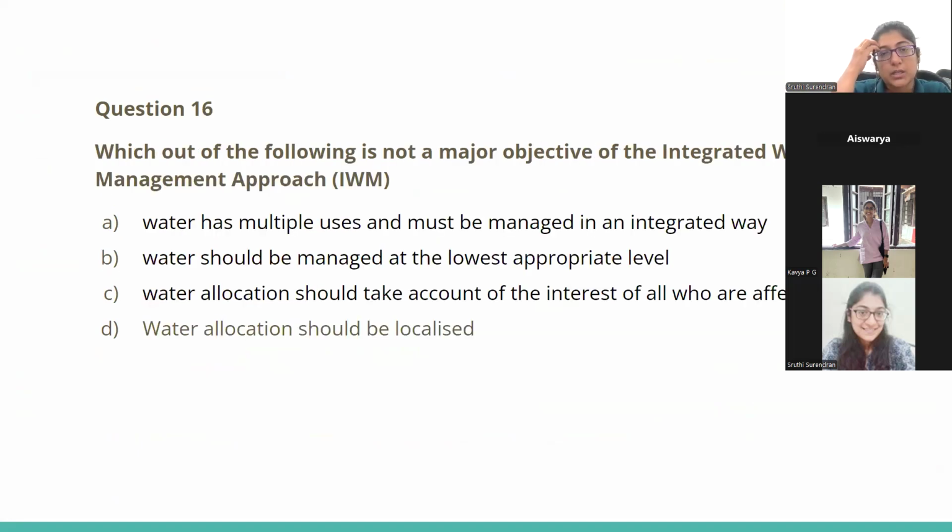Which out of the following is not a major objective of the integrated watershed management approach?